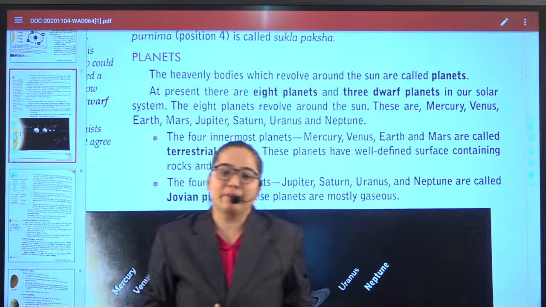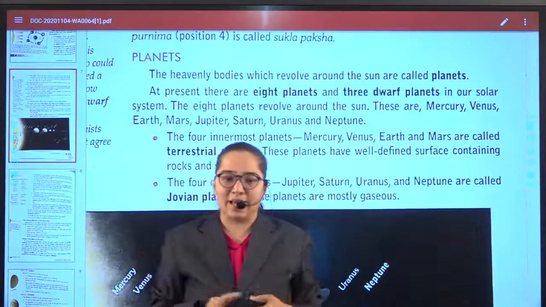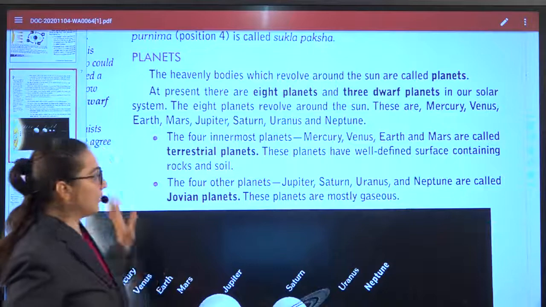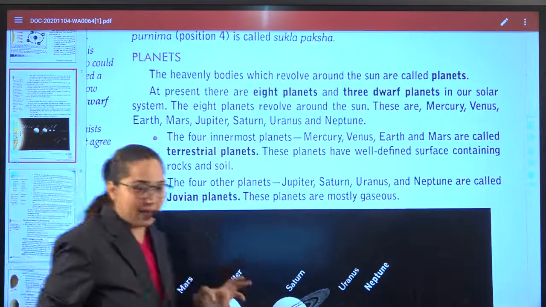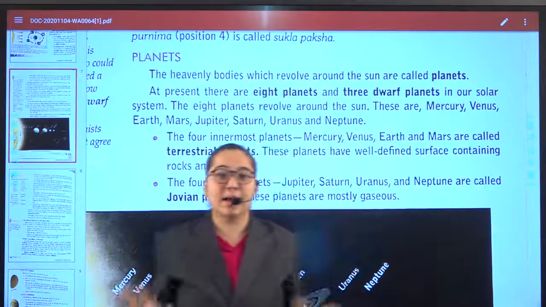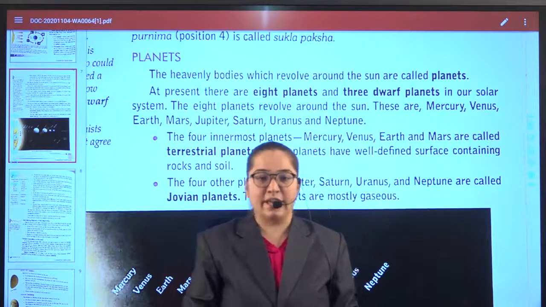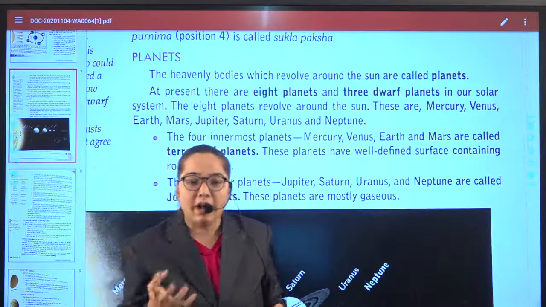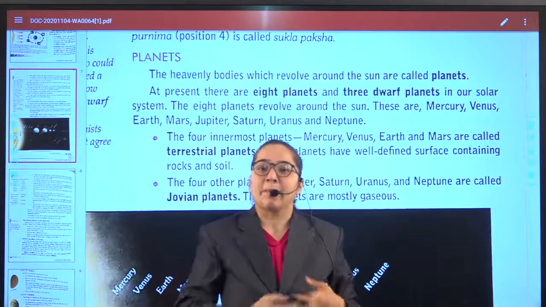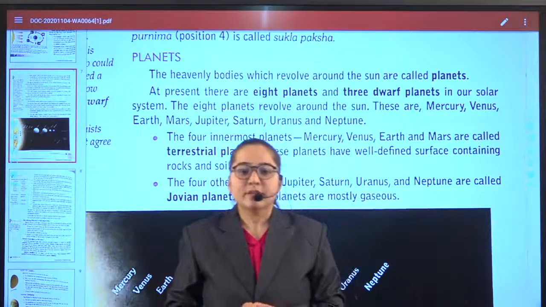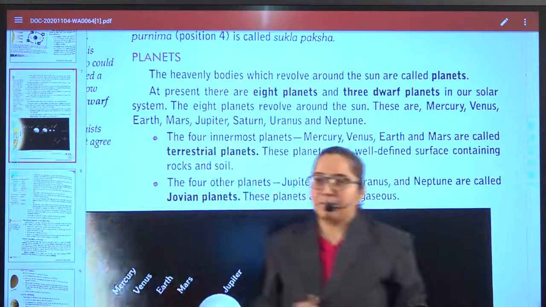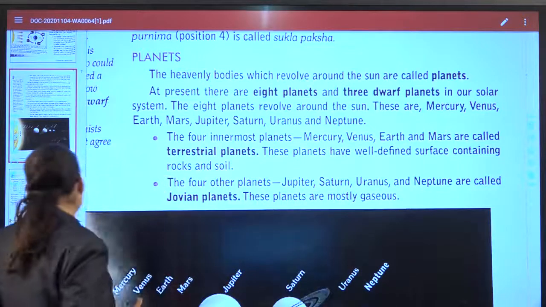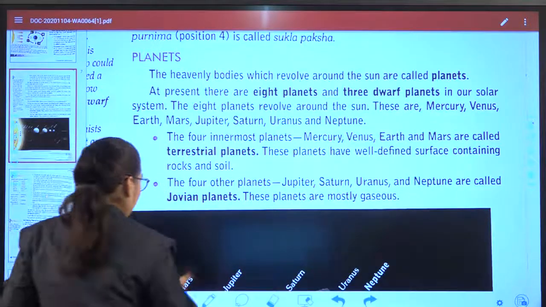And at present there are how many planets? 8 planets. And all these planets are divided on the basis of a line. Those planets which are near the earth and resemble earth in some way are called the terrestrial planets, because they contain a well defined surface, maybe of rock, maybe of soil. The next farther planets, the bigger ones, which are mainly composed of gases, are called the Jovian planets. So this is about them.